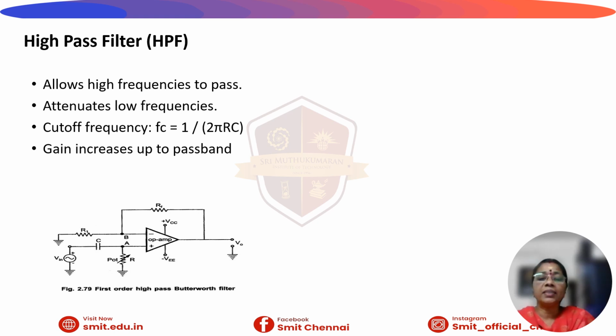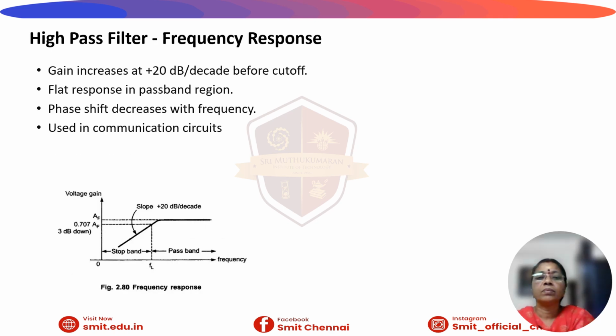At low frequencies, the capacitor has high reactance and blocks the signal. At high frequencies, the reactance drops and the signal passes to the op-amp for amplification. The frequencies below FL are attenuated. The gain increases at a constant rate of plus 20 dB per decade up to the cutoff frequency FL. After the cutoff frequency FL, it has constant gain, which is referred to as the passband, as shown in the frequency response characteristics in the slide.